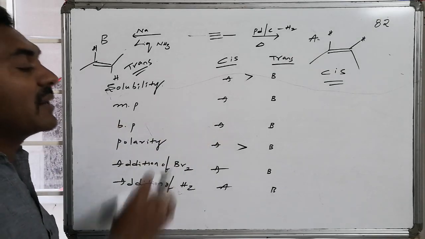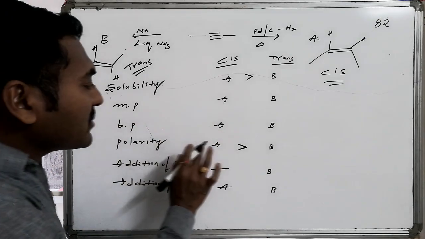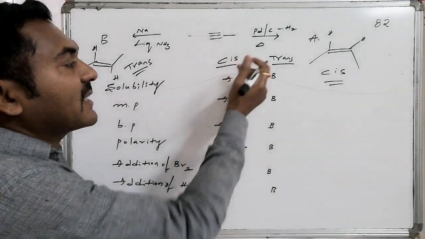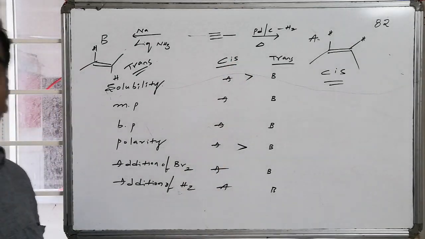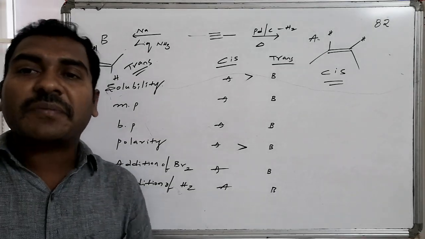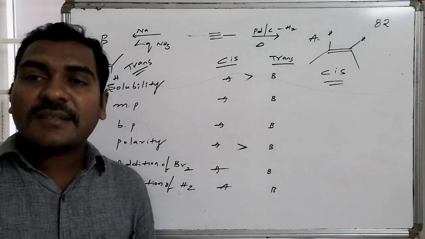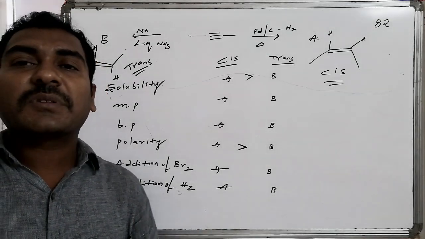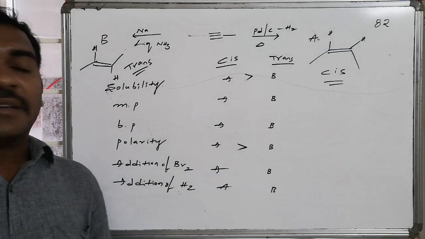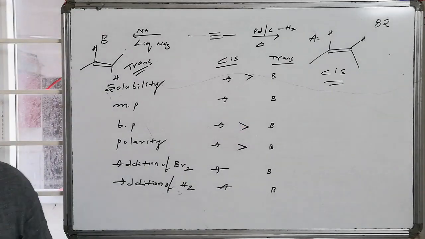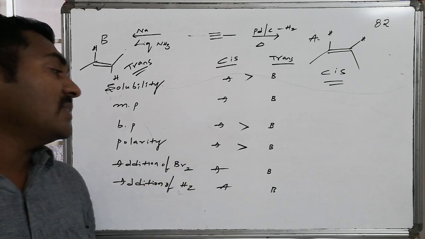Now let us go for boiling point. Boiling point also depends on polarity. More polar implies more interactions with the solvent molecules. In the same way, one molecule of cis can make a good number of interactions with the other cis molecules. So therefore, more intermolecular forces of attraction are present relative to the trans. Hence, the boiling point of the cis compound is found to be higher compared to the trans compound.